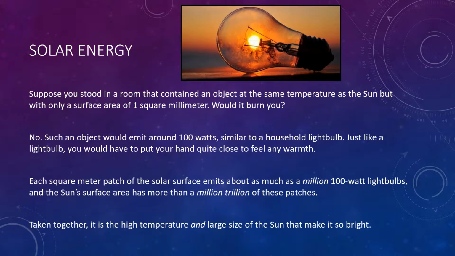What helps make the sun so strong is that each square meter patch of the solar surface emits about as much as 1,000,000 100-watt light bulbs, and the sun's surface has more than 1,000,000 trillion of those 1 square meter patches. Taken together, it is the high temperature and the large size of the sun that makes it so bright. So it's really quite remarkable. You need that combination of temperature and size to give off this immense luminosity. So even though something can be as hot as the sun in the room, if it's really, really small, it's not going to burn you. But because the sun is both tremendous in size and temperature, it's quite impressive.